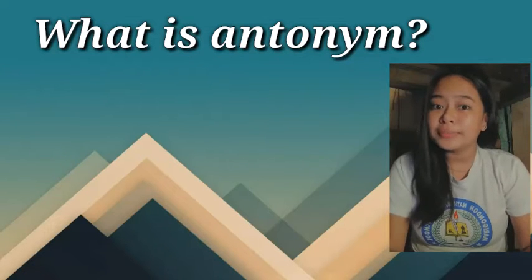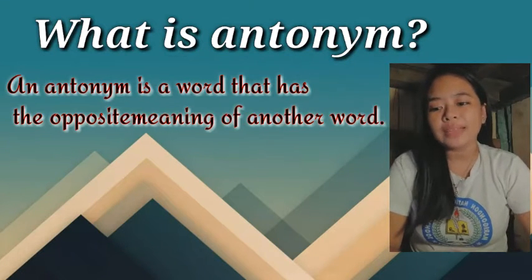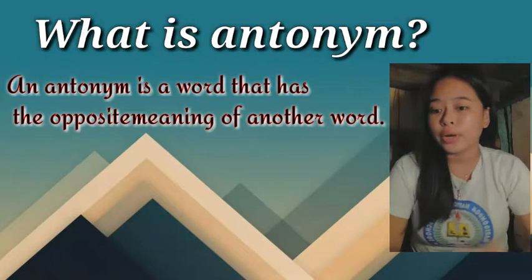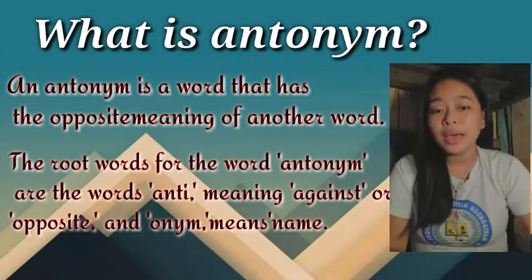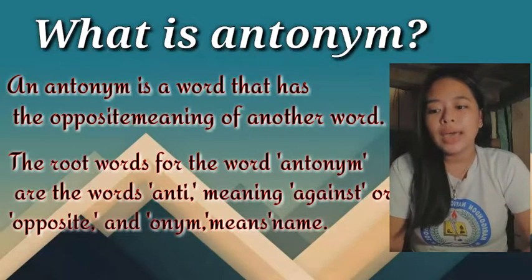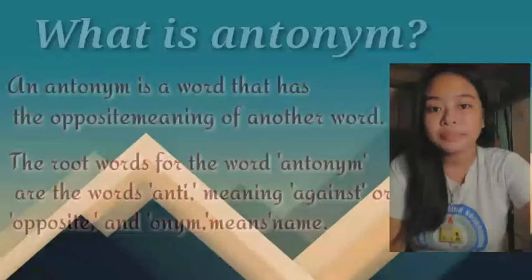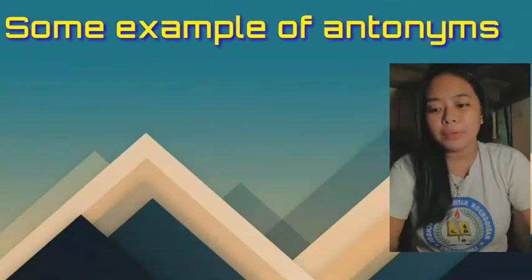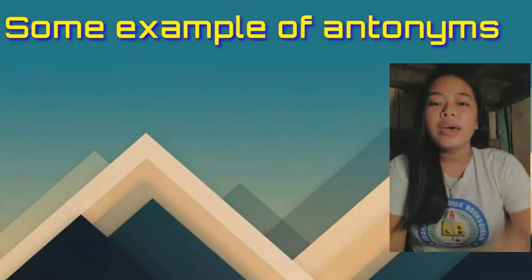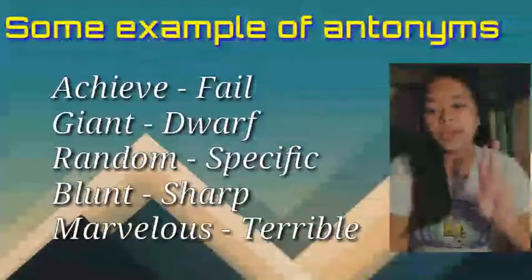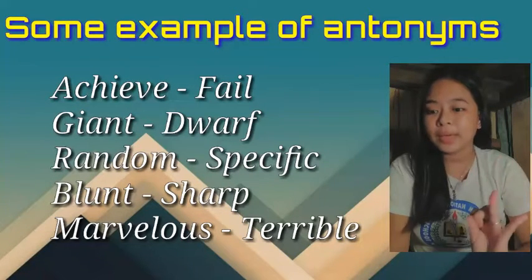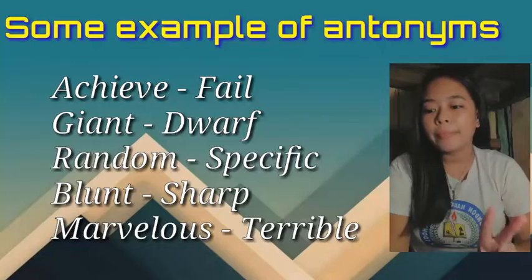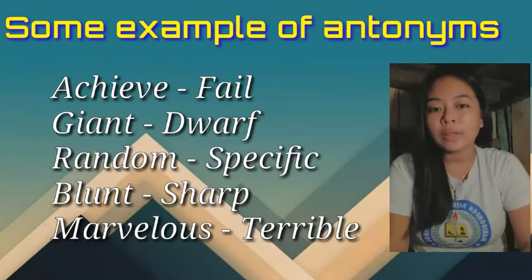What is an antonym? An antonym is a word that has the opposite meaning of another word. The root words for the word antonym are anti, meaning against or opposite, and onym, meaning name. So I have here some examples of antonyms. First, achieve, fail. Giant, dwarf. Random, specific. Blunt, sharp. Marvelous, terrible. Those are just some examples of antonyms.